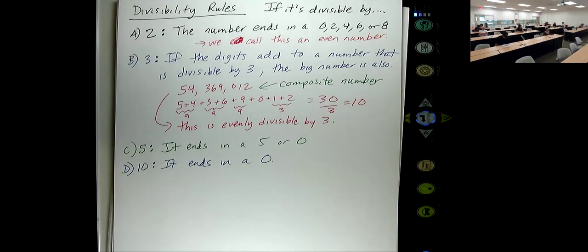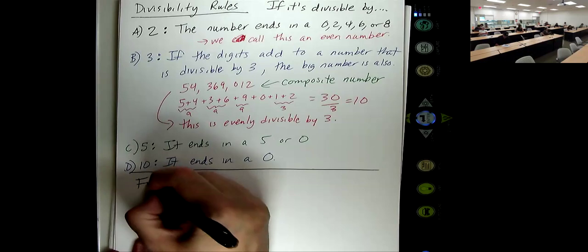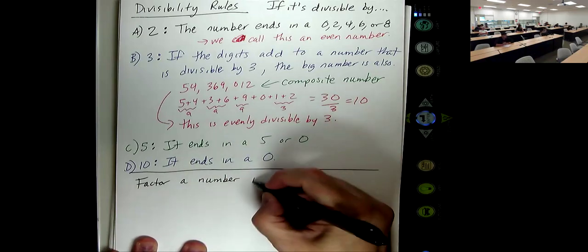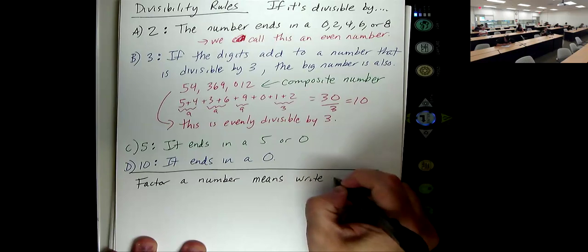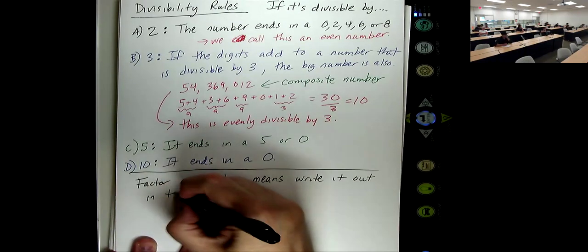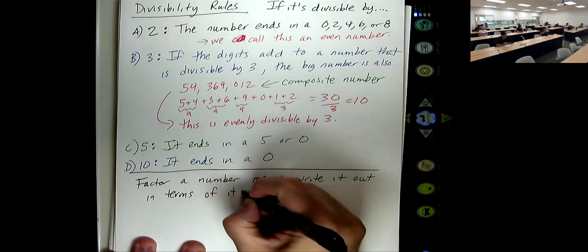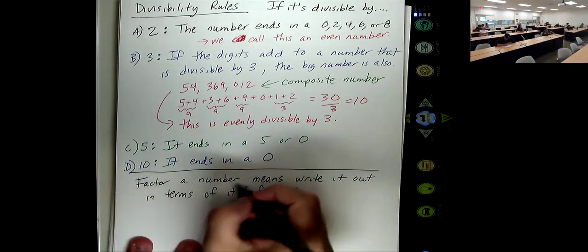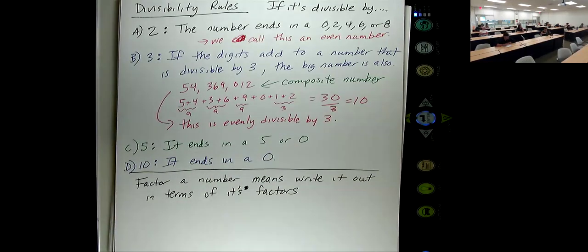Alright, so let's try to factor. This is fun, let's try to factor. So when we say factor a number, it means write it out in terms of its factors. Let's try that big old number up there.